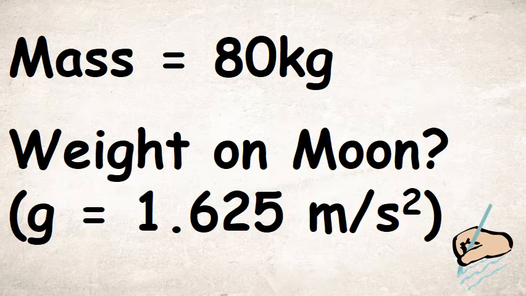So next, we've got a similar question. It is the same person with a mass of 80 kilograms, but this time we're going on the moon. So you need to find the weight of the person on the moon. Right now, the moon being smaller, the acceleration due to gravity is much less than that of Earth, which is 1.625 meters per second squared. Okay, try it out.